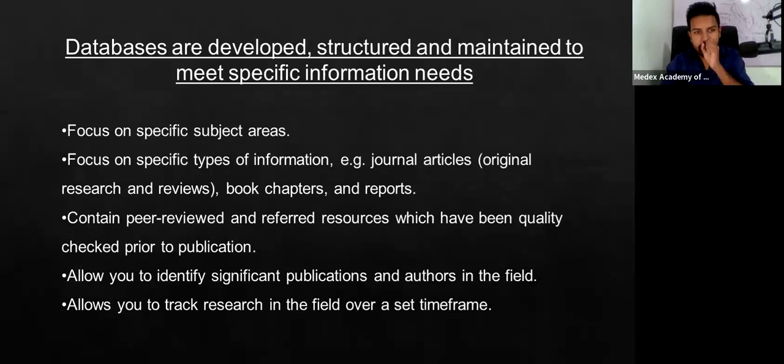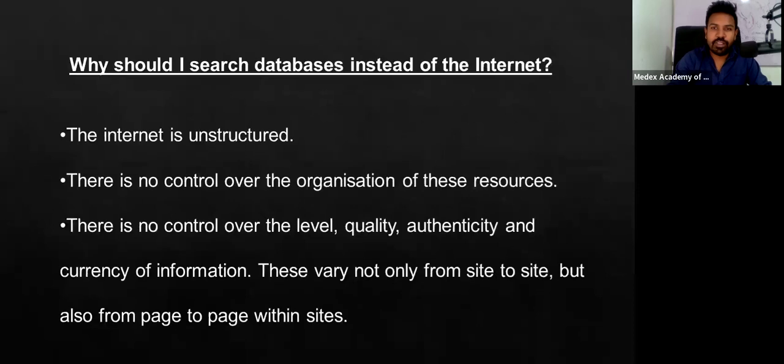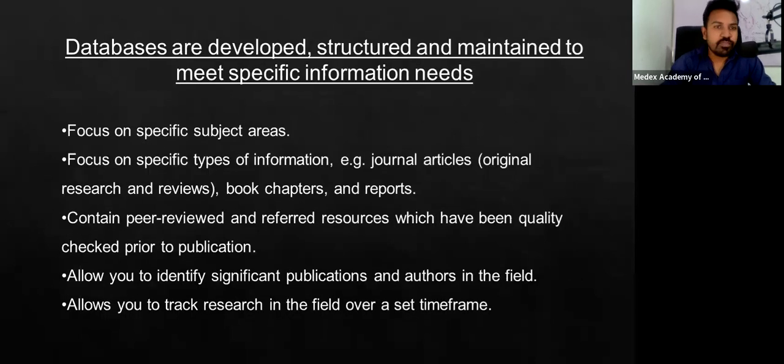Right. Then, databases are developed, structured, and maintained mainly to meet specific information needs. Now we are talking about databases. Earlier I said it's just Google or just the internet, but it's not just simple Google, whatever, just simple structures. So databases are developed, structured, and maintained to meet specific information needs.